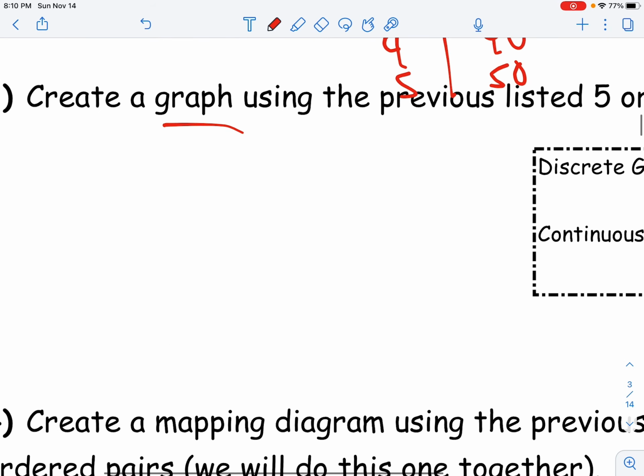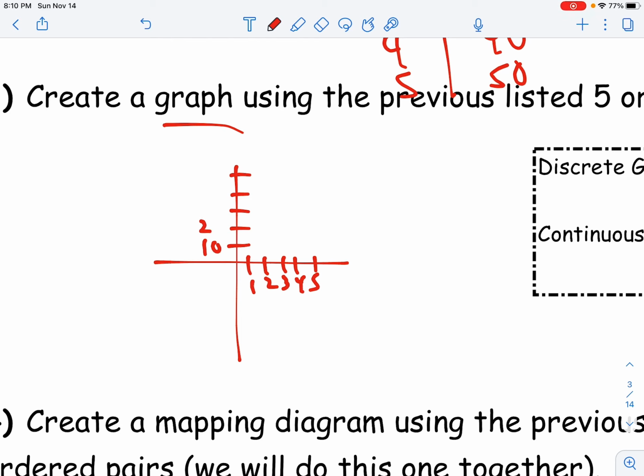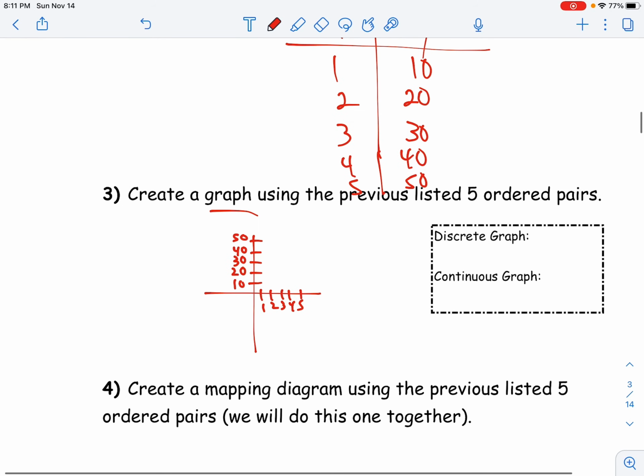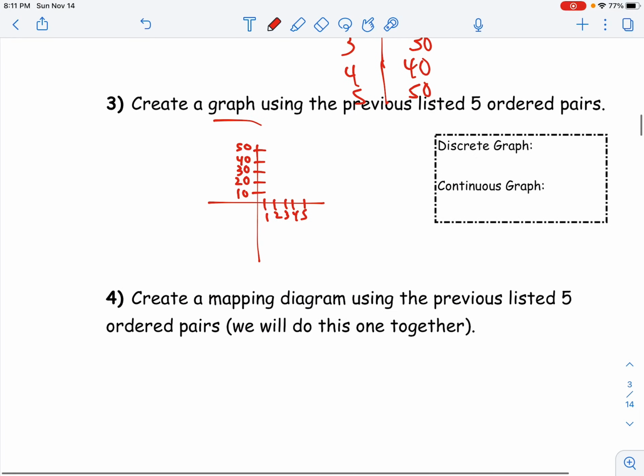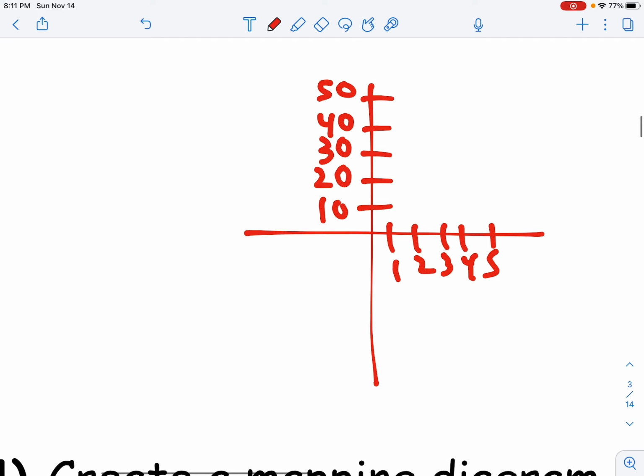Graph is very simple, obviously. Just plot them. So 1, 2, 3, 4, 5. I'm going to use 10s for my y scale, because we won't be able to fit these points on a graph if we're going up by 1s, right? Because we have to get all the way up to 50. So (1, 10), (2, 20), (3, 30), (4, 40), and (5, 50).